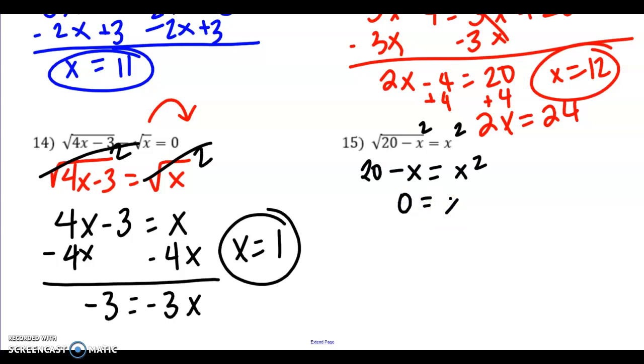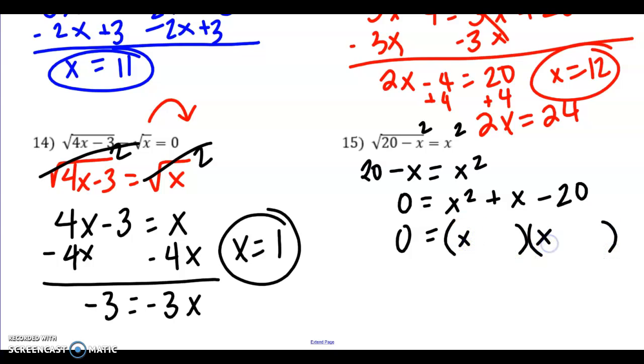So 0 equals x squared plus x minus 20. Yes, now I have to factor. Okay, I'm going to put them in 2 sets of parentheses. Remember this, we're going all the way back to chapter 7 and 8.